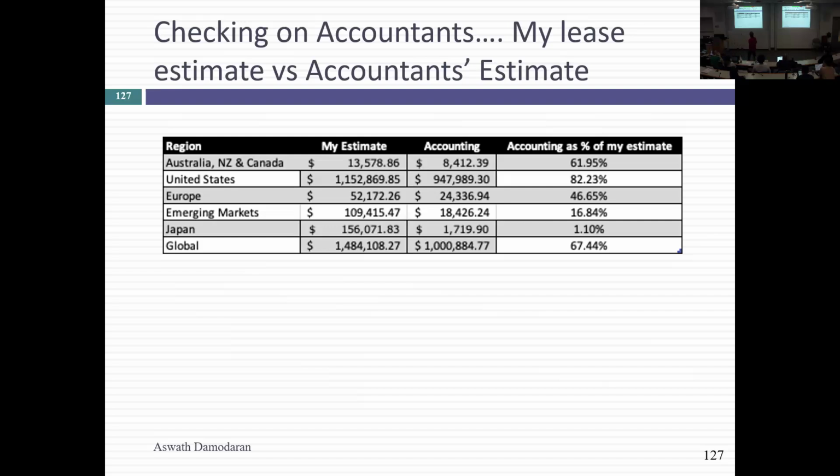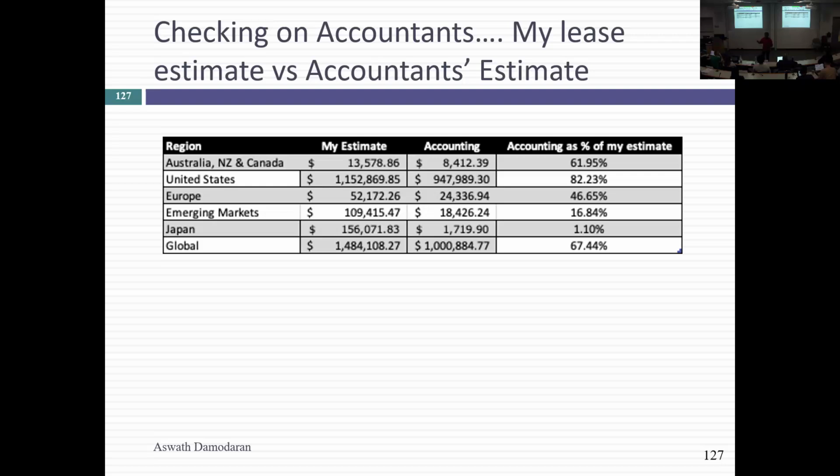I'll start with the good news. If you're in the US, I'm pretty close. I came up with 1.15 trillion. Accountants came up with 947 billion. This is the collective present value of lease commitments of US companies. Now I'm about 82% of the accounting number.